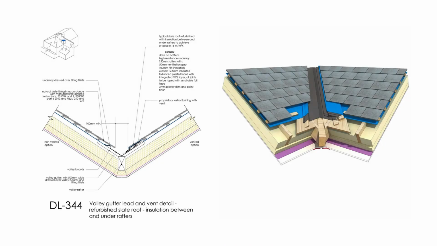Okay, so let's move on and have a little look at a slate roof valley. The roof valley is the internal angle that's formed where two roof slopes meet. Types of valley include open valleys where the slates are laid directly onto a valley lining, or closed valleys where a metal valley trough is used. Lining and flashing are essential to prevent water ingress. Materials such as lead or copper or other proprietary valley lining materials may be used to create this watertight system. DL344 shows a valley gutter lead and vent detail, refurbished slate roof with insulation between and under the rafters.